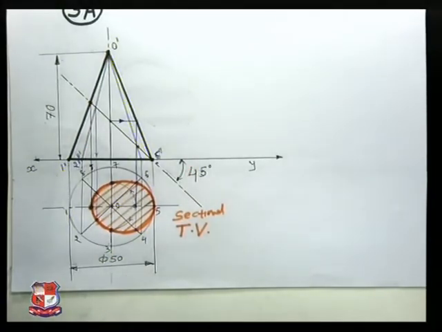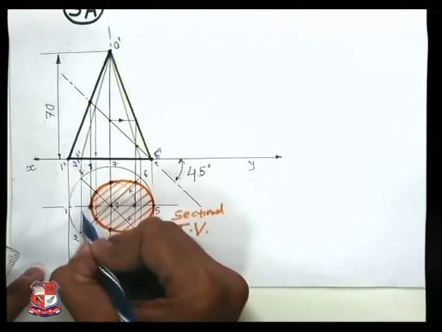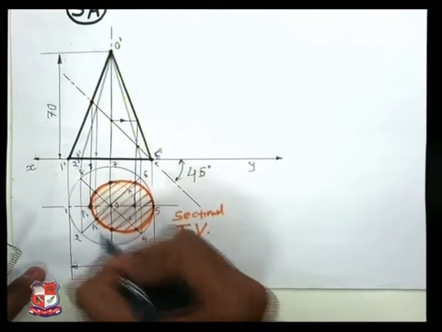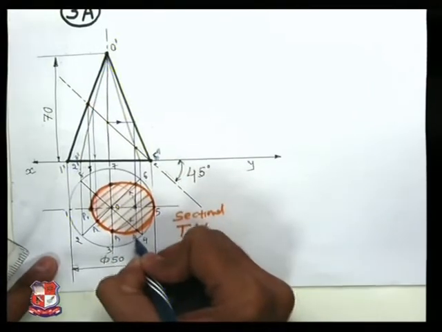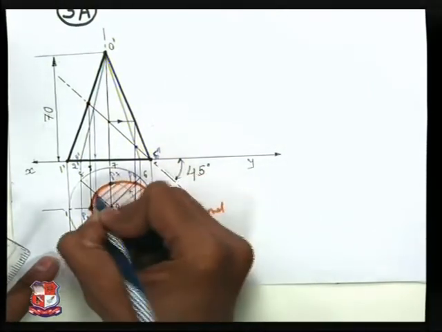For that, let me find the points of intersection over here. This is point number P1. Name the points P1, P2, P3. Here is P4, here is P5. This is P6, P7, and this is P8.